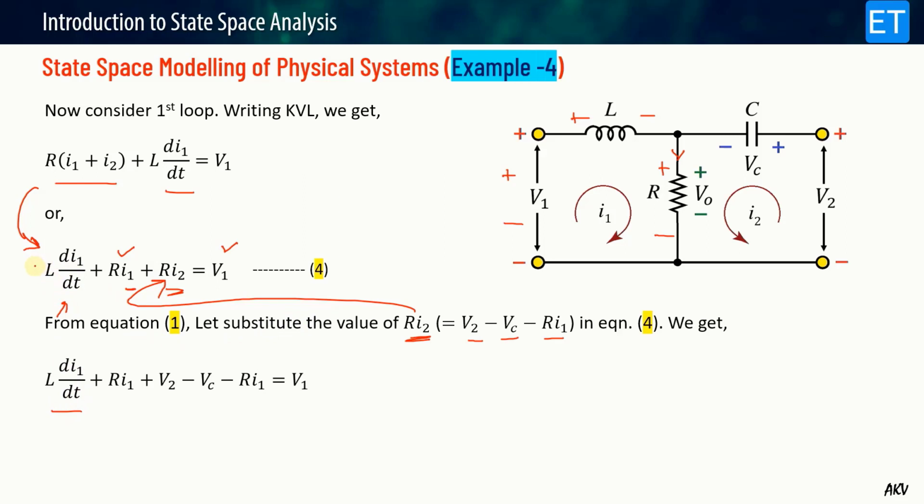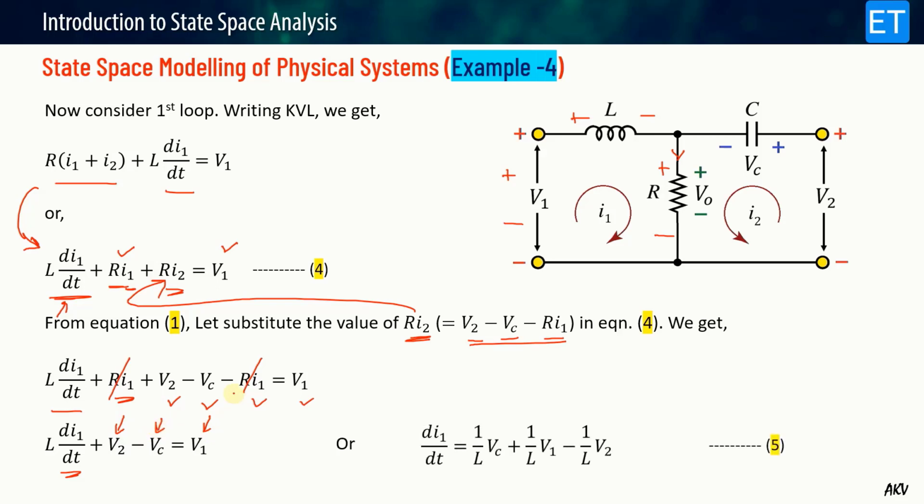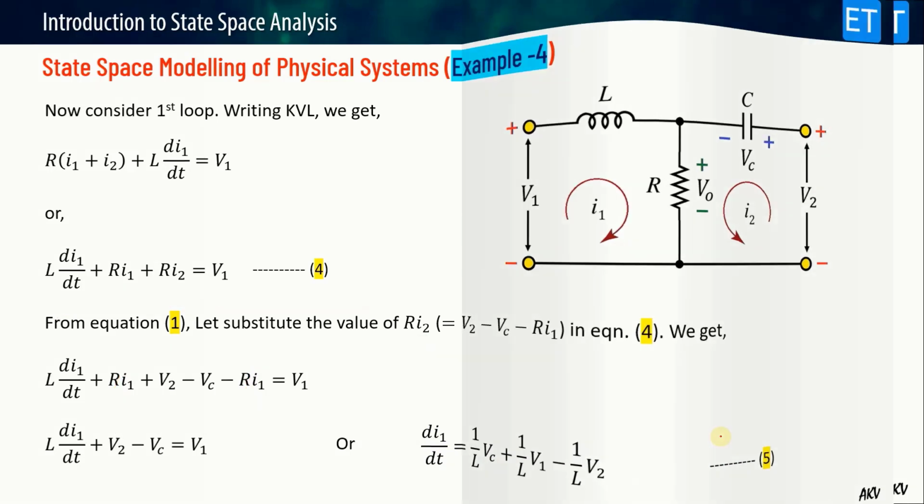So when I substitute Ri2, I will get this equation. L di1 by dt, it's the same term, Ri1, it is the same, and in place of Ri2, I am getting these three terms, that is V2, minus Vc, minus I1R, and then equal to V1. But here you can see that Ri1 and minus Ri1 are both the same but with opposite sign, so they will cancel out, and the remaining equation is L di1 by dt plus V2 minus Vc equal to V1. So now again let's check those two requirements: that it has only one d by dt term, and second, all the remaining variables are state variables or the source. So here V2 is the source, V1 is the source, and Vc is the state variable. So now this equation is satisfying those two conditions. So from this equation, keeping d by dt to the left, taking all terms to the right, I get this equation 5. So now I can write the state equation.